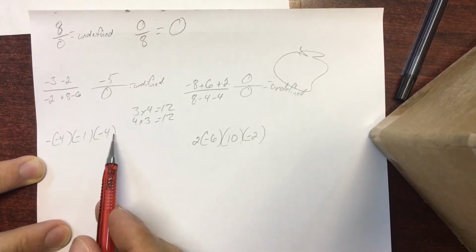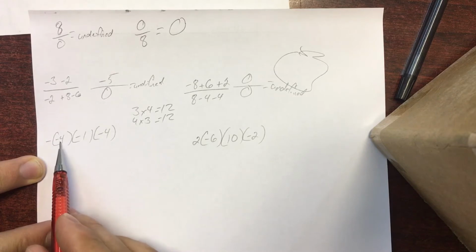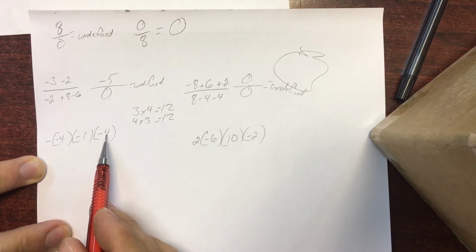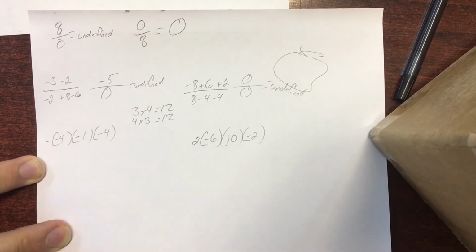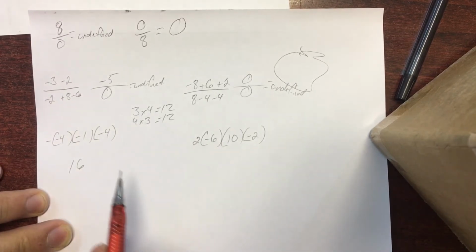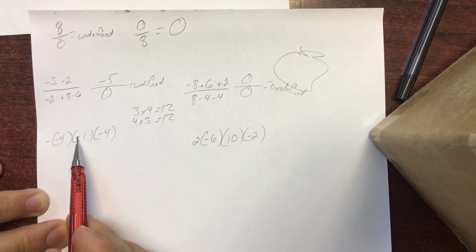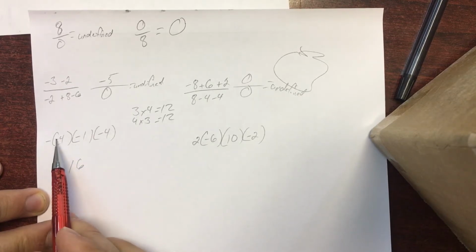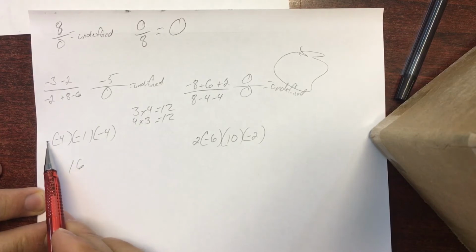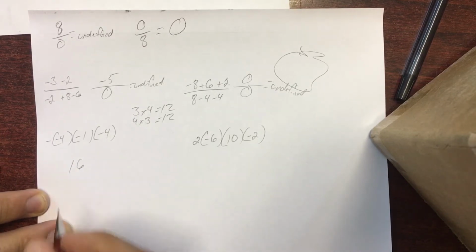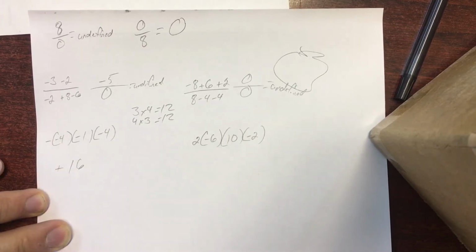Let's just multiply from left to right, that's the simplest. So 4 times 1 is 4, times 4 is 16. And then is it going to be a positive or a negative? We're starting here with a negative. This negative sign changes it to a positive. This negative sign changes it back to a negative. And this negative sign changes it back again to a positive. So we're going to have positive 16.